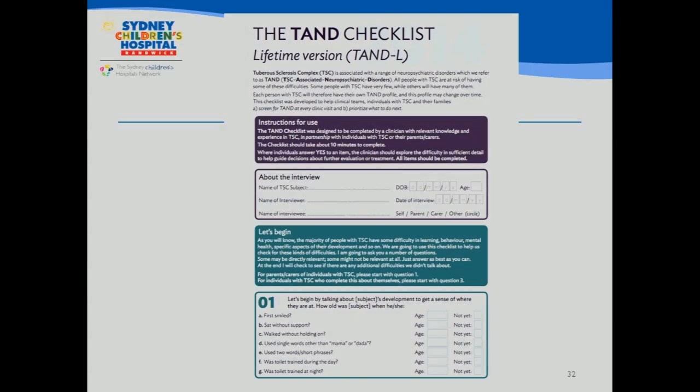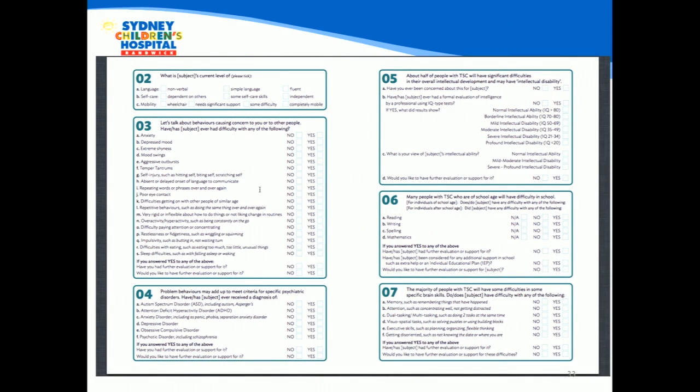That little bit at the top is that very first section in terms of looking at developmental milestones. This then goes through the other steps. So current level of functioning, looking specifically at behaviours that we see in the various disorders that are associated with TS. Then looking, has this individual, patient, adolescent, got a diagnosis already? Have they had IQ testing? Where are they at in terms of that? And then looking at learning issues. So where are we at with reading, writing, maths?